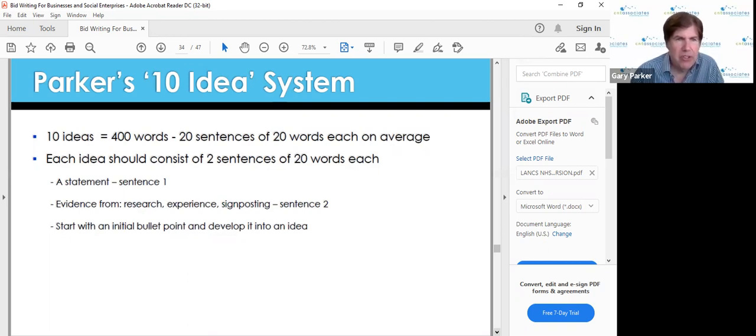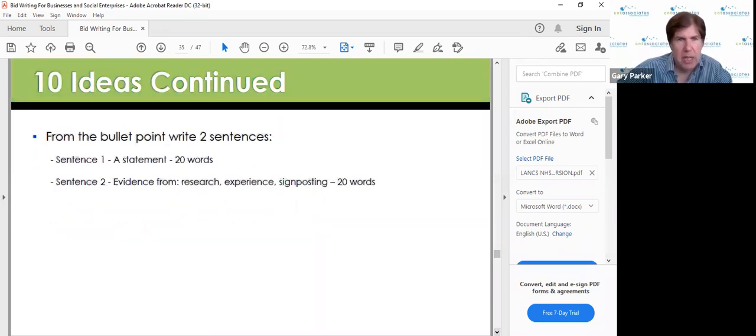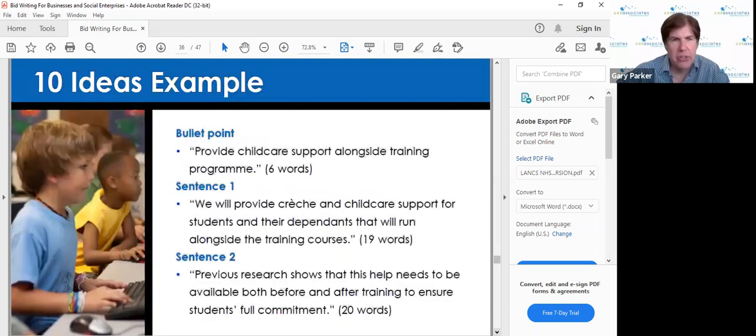The first sentence is a statement of whatever it is, and then the second sentence is evidence to back that up. Basically, you can start with an initial bullet point and develop it into an idea. I'm going to show you one. From the bullet point, you can write 2 sentences: the first is a statement, and then evidence to back it up. That can be from research, from your organisation's experience, from whoever you have consulted, or it can be signposting to something else.